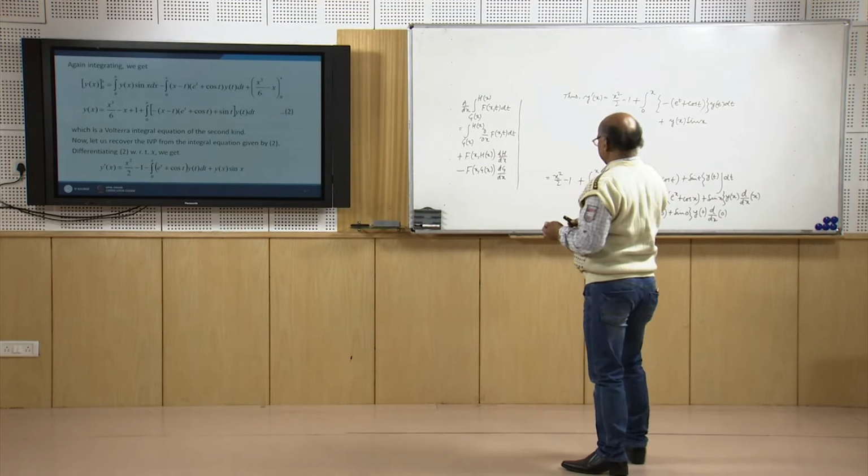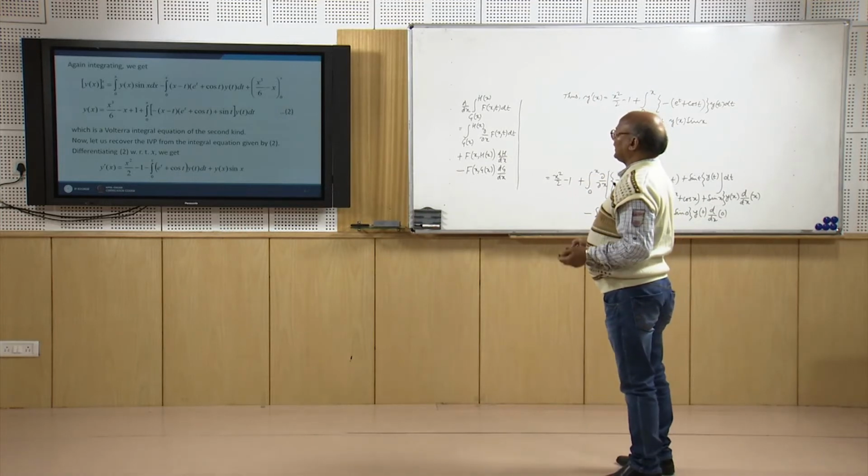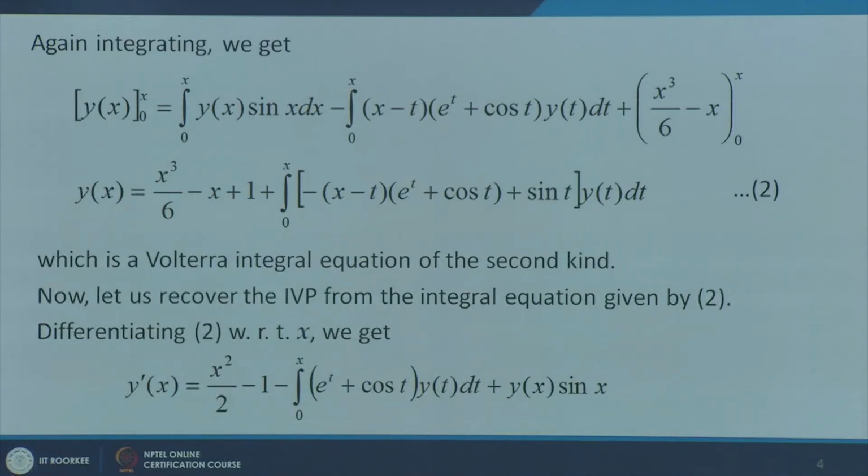So you can see we get y dash x equal to x square by 2 minus 1, and then minus sign from the integral can be taken outside. So we have minus integral 0 to x e to the power t plus cos t into y t dt plus y x into sin x.